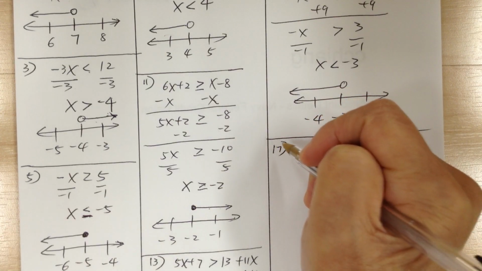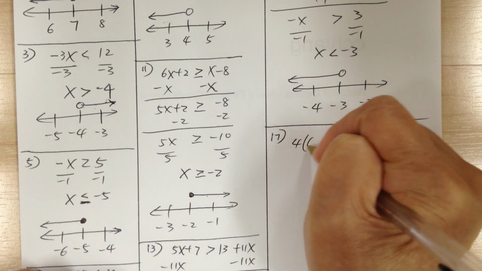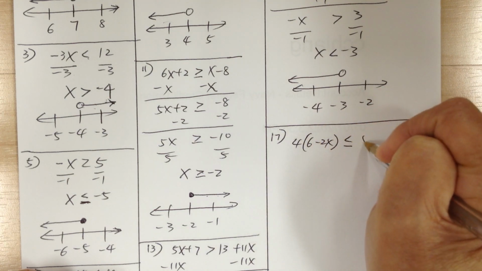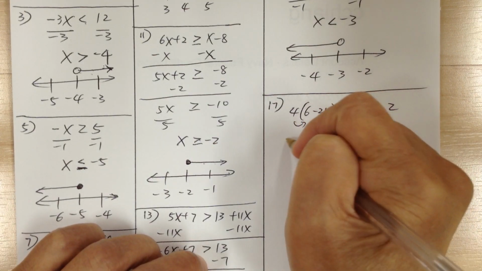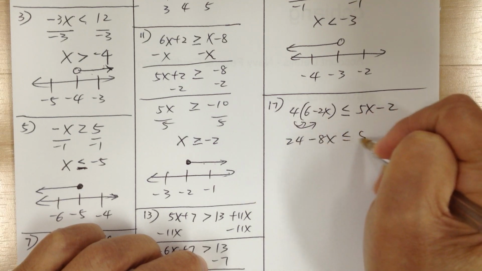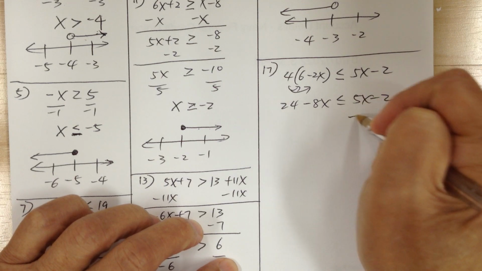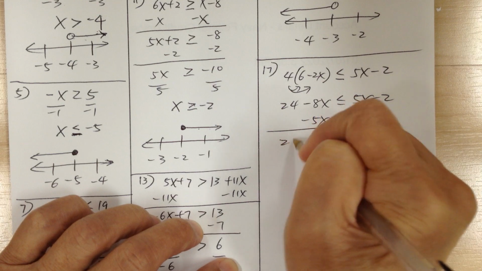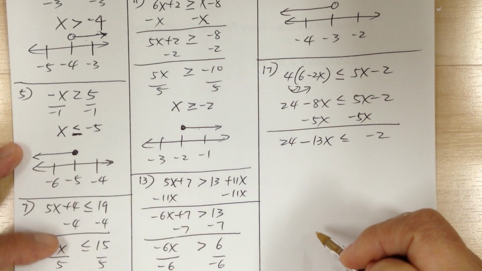Okay, 17. Okay, you have 4 times 6 minus 2x is less than or equal to 5x minus 2. Okay, so distribute, multiply out to get rid of the parentheses. Then consolidate your variable, move the variable to the left-hand side, so minus 5x on both sides. So you got 24 minus 13x less than or equal to negative 2.